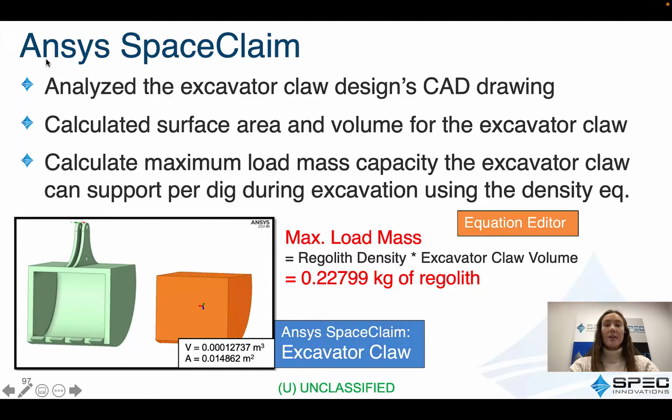The density of regolith, 1,790 kilograms per meters cubed, and the volume value were inputted in the density equation to calculate the maximum load capacity the prototype excavator claw can support per dig during excavation. This maximum load mass was found to be 0.2279 kilograms of regolith per dig. The density of the regolith input in this equation was provided by the Break the Ice challenge.